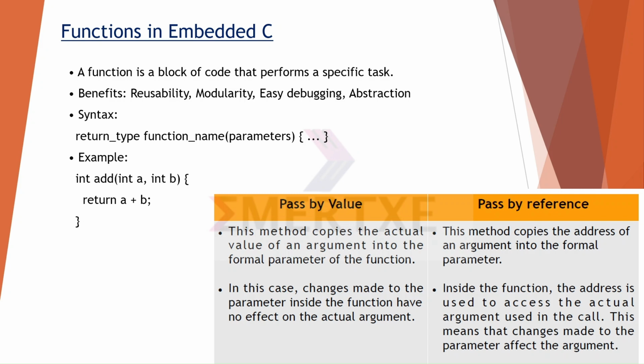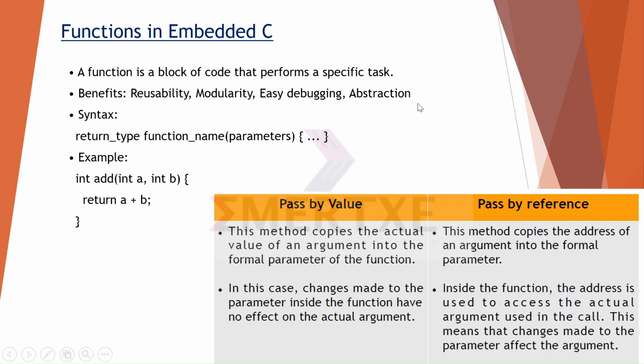A function is a block of code that performs a specific task. Benefits of functions are reusability, modularity, easy debugging, and abstraction. For the syntax, we write the return type, then the name of the function, then some parameters. Example: int add, with int a and b, two variables in the function, then we return the value a plus b. The function will always return the addition of these two variables.